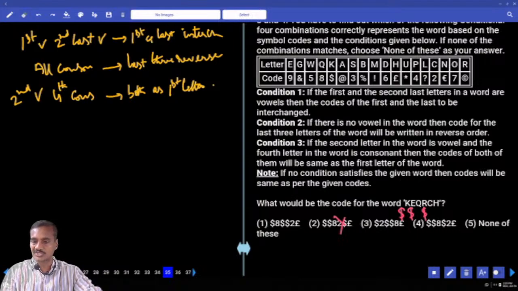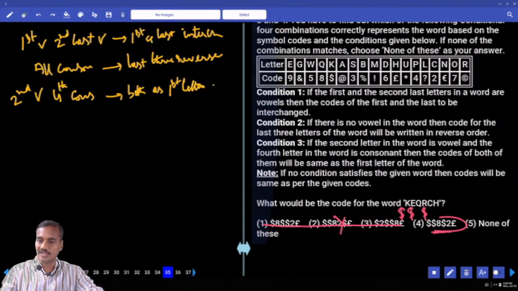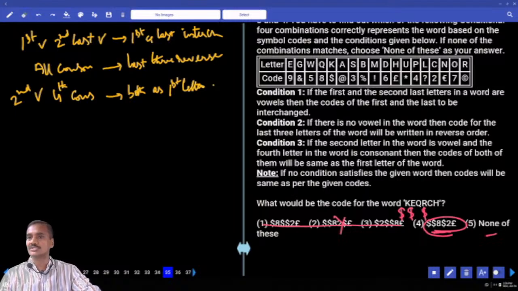The next one, the last letter. The last letter is common. And the third letter? Q, and the code for Q is 8. So 8 must be in the third place. Then you need to check all the elements, and check for none of these as well. Since none of these is an option, you need to check each and every element.